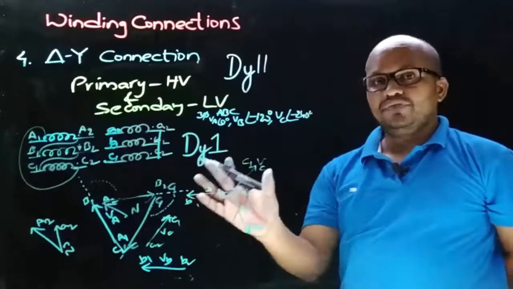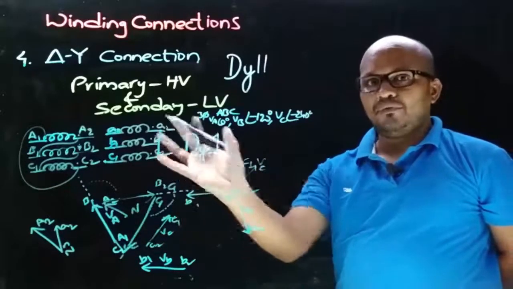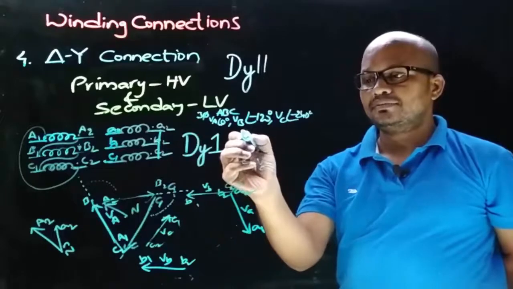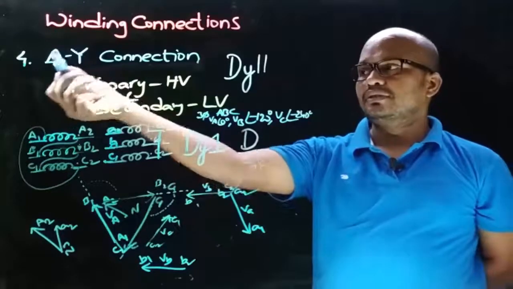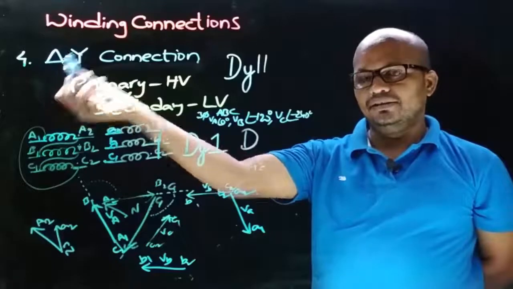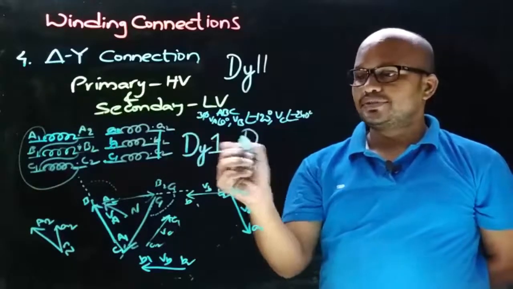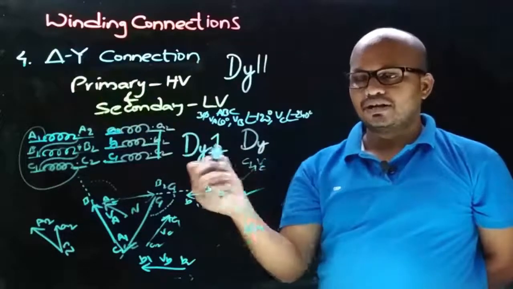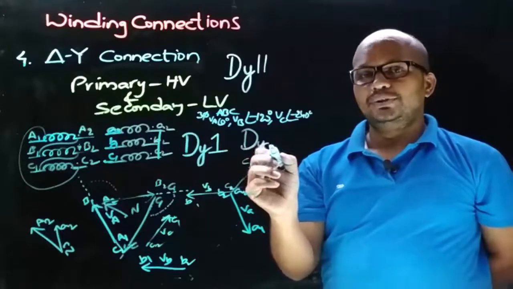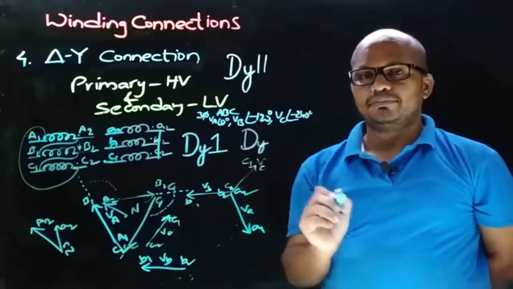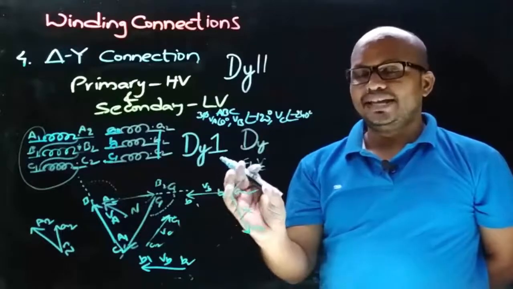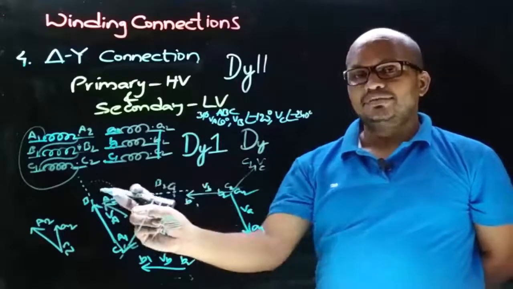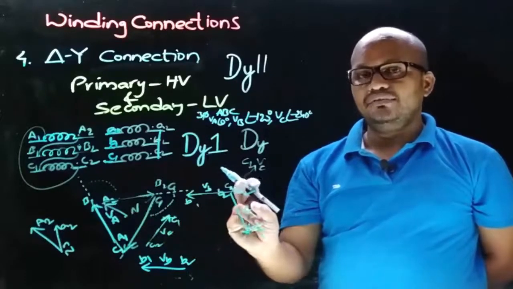So now let's identify the vector group symbol for this type of delta star connection. We know that the first character in the vector group symbol is D, because the HV winding connection is delta, and the second character is small y, because the LV winding connection here is star. Now we need to determine the numeral in the vector group symbol for this connection. For that, let's superimpose the LV winding phasor diagram on the HV winding phasor diagram and observe the HV winding phase-neutral voltage and the LV winding phase-neutral voltage.